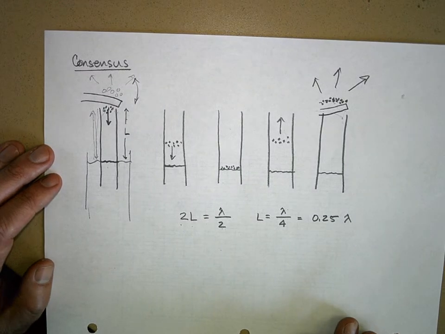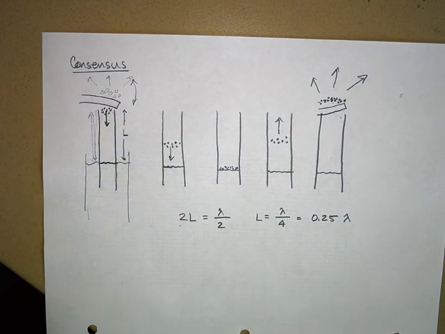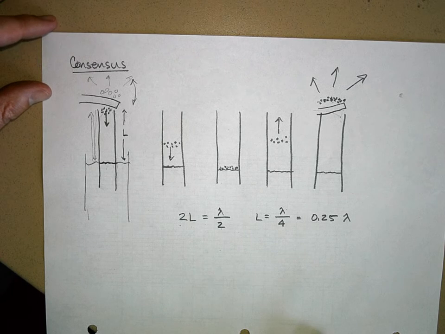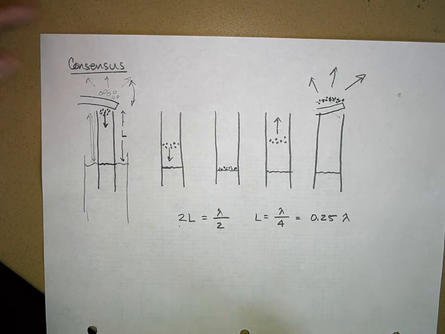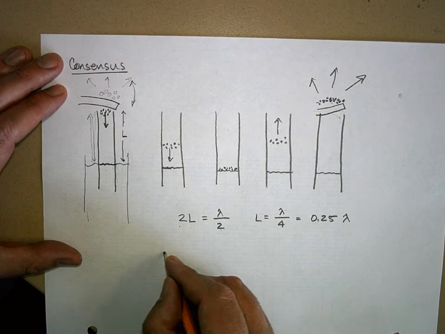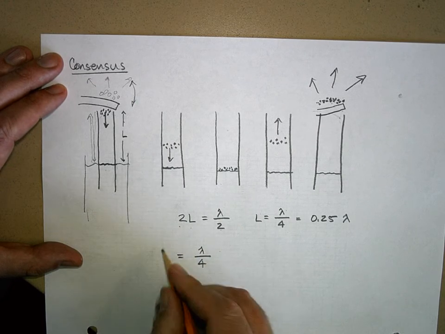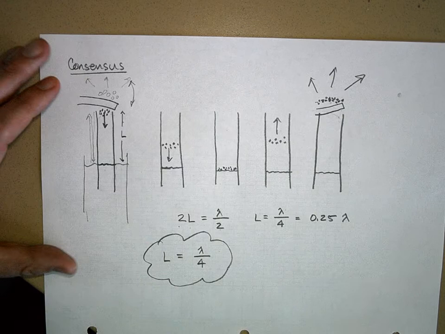And that is why the sound resonates, if it's at just the right length with a particular tuning fork. Any questions? Okay, so this is our relationship. L, the length of the pipe, equals the wavelength over 4. That is all.